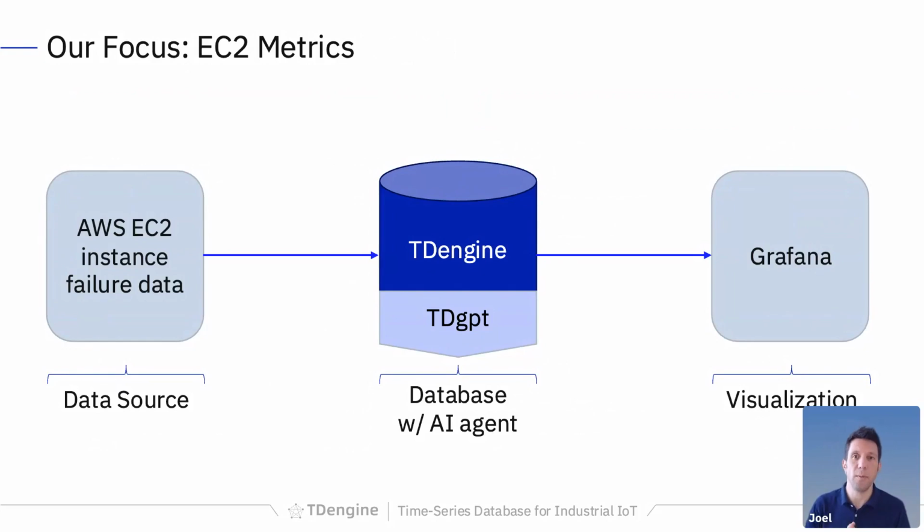So let's talk a little bit more about our demo today. Here we have an overview of the architecture, and what we'll be looking at is AWS EC2 instance data that represents instance metrics, and what we're looking for are failures. This information will be fed into our TDengine database with TDgpt built into it with the AI agent, which will then be displayed on Grafana to see when the anomalies are detected.